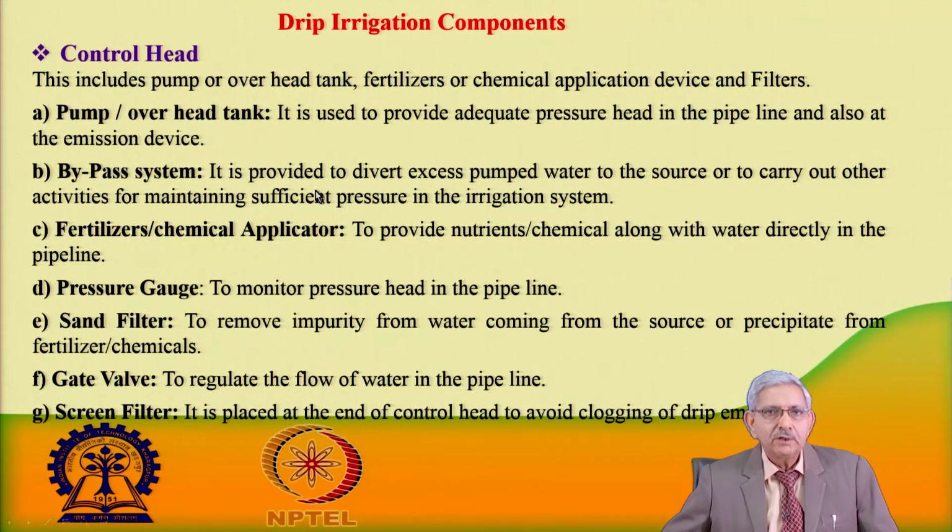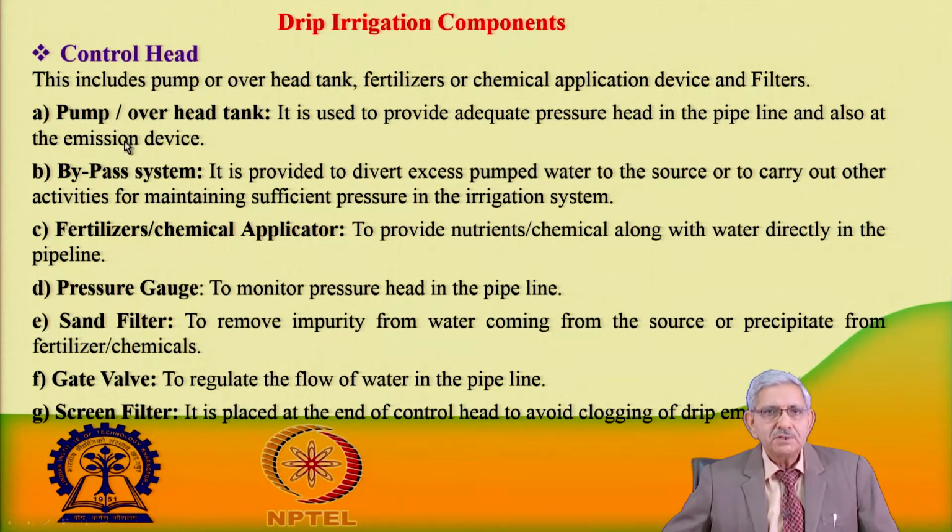The control head unit involves a pump or overhead tank. If it is a small area of a few hundred square meters, then an overhead tank is sufficient, because the number of drippers and the size of the irrigation plot will be small. Accordingly the overhead tank can be used. The overhead tank or pump is used to provide adequate pressure head in the pipeline, so that the water can easily flow through the drip emission devices.